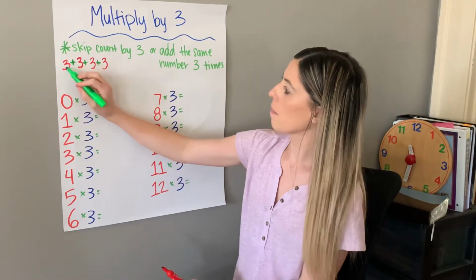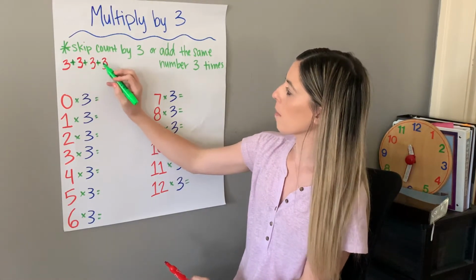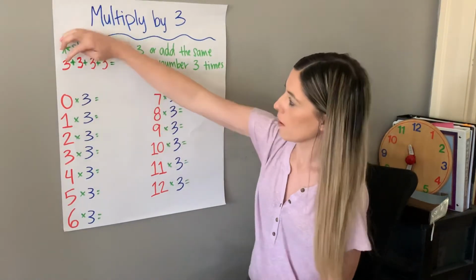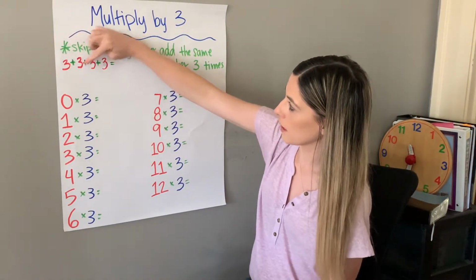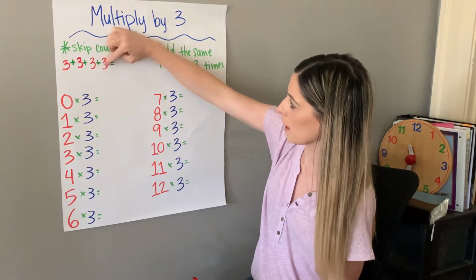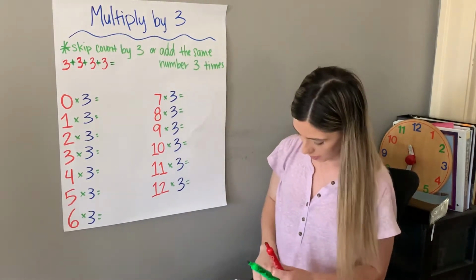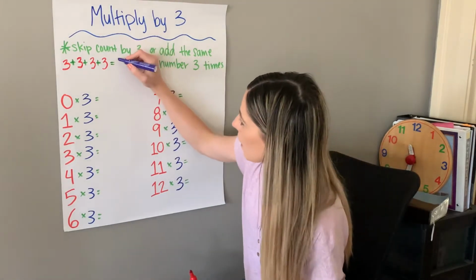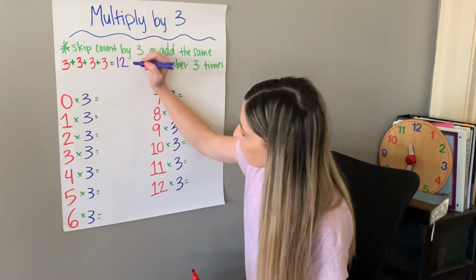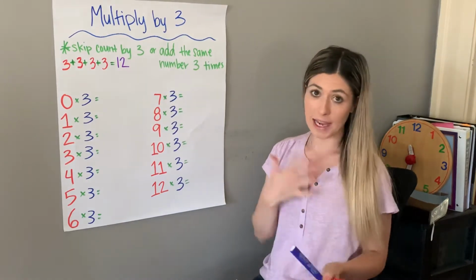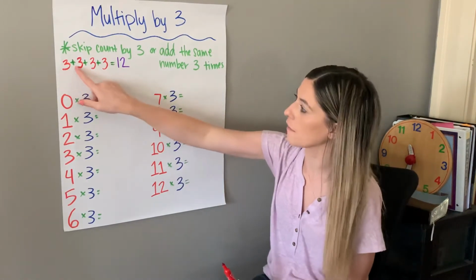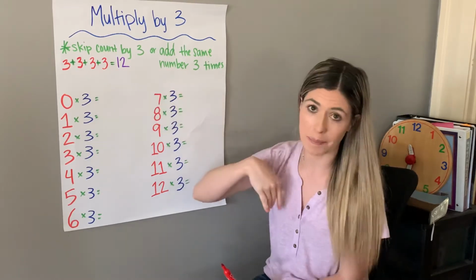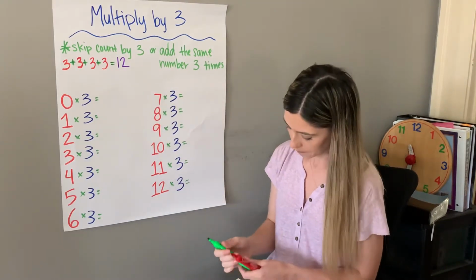The whole family, each person bought 3 postcards. So Dad bought 3, Mom bought 3, Marco bought 3, and Sophia bought 3. So I could just add these up. 1, 2, 3, 4, 5, 6, 7, 8, 9, 10, 11, 12. I can easily just count it up and add it, and it equals 12. But the faster way to do that, because all of the numbers are the same, I know I can multiply and it would be even faster.